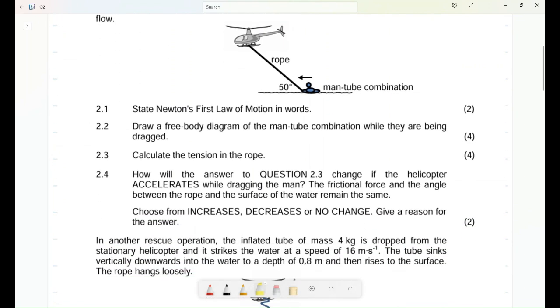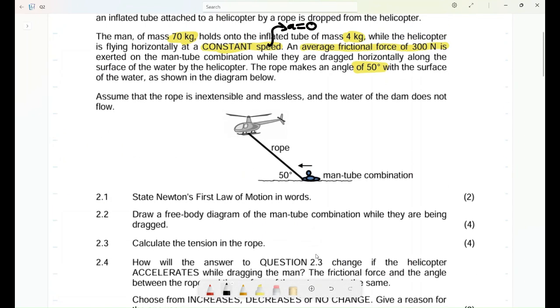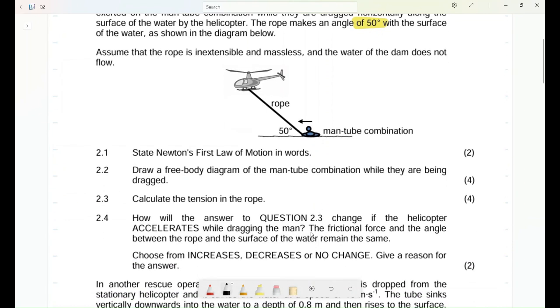And now they say to us, state Newton's first law. What does Newton's first law say to us? Remember, it says a body will remain in a state of rest or motion at a constant velocity unless a non-zero net force acts on it. Okay, let's try to rewrite that. And actually, you know your definition. For 2 marks, just know your definition. Okay.